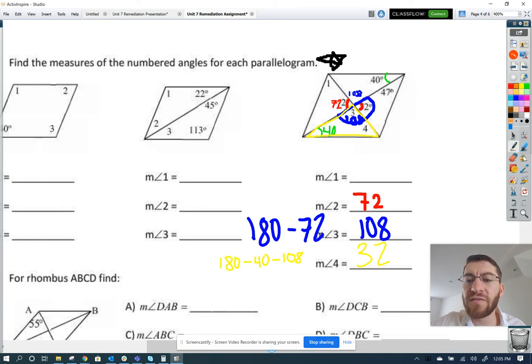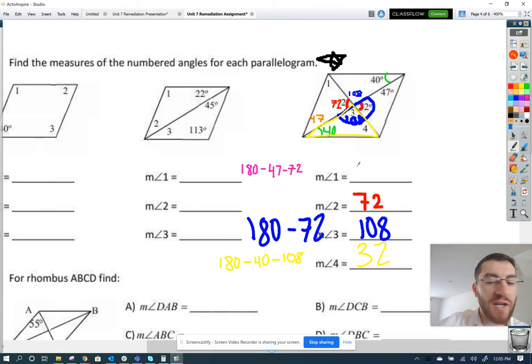We also have this 47, which by the same reasoning of how we got that 40, this will be 47. And look at that, we have another triangle for angle 1. So our angle 1 can also be found by 180 minus 47 minus 72. All right, and that'll get us the measure of angle 1, and that'll be it for this problem.